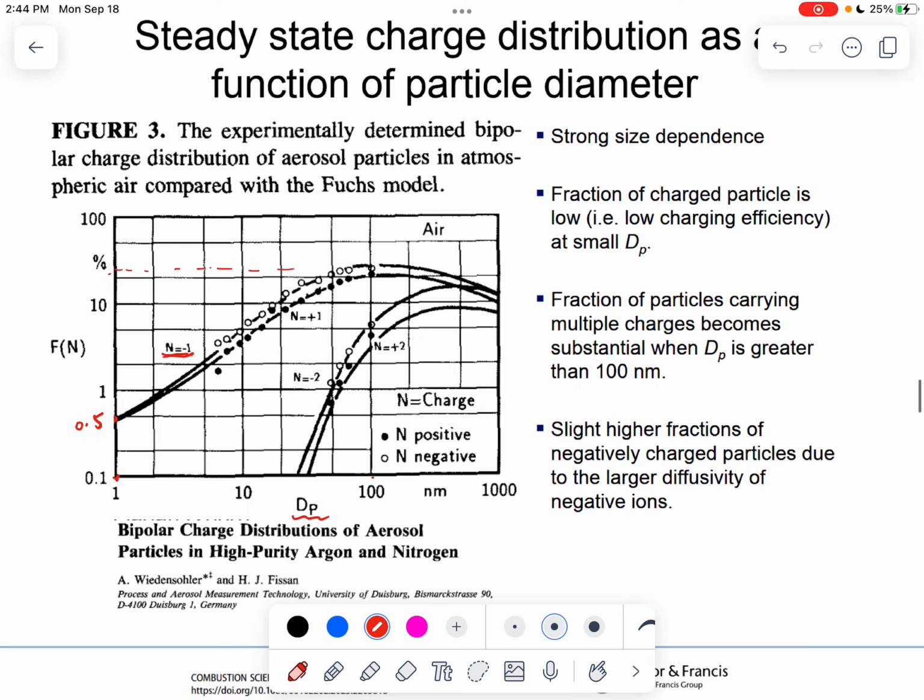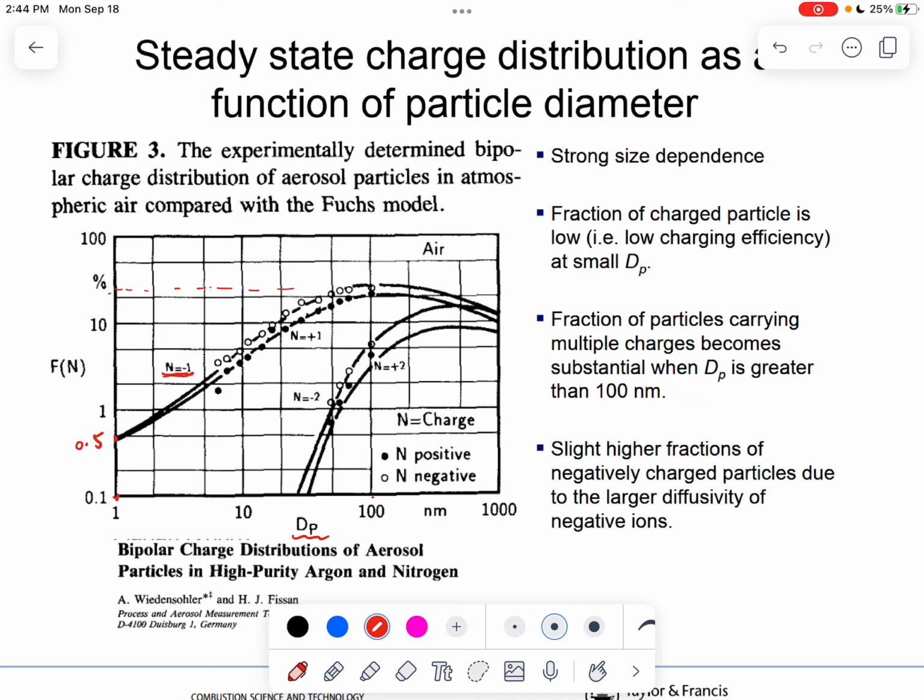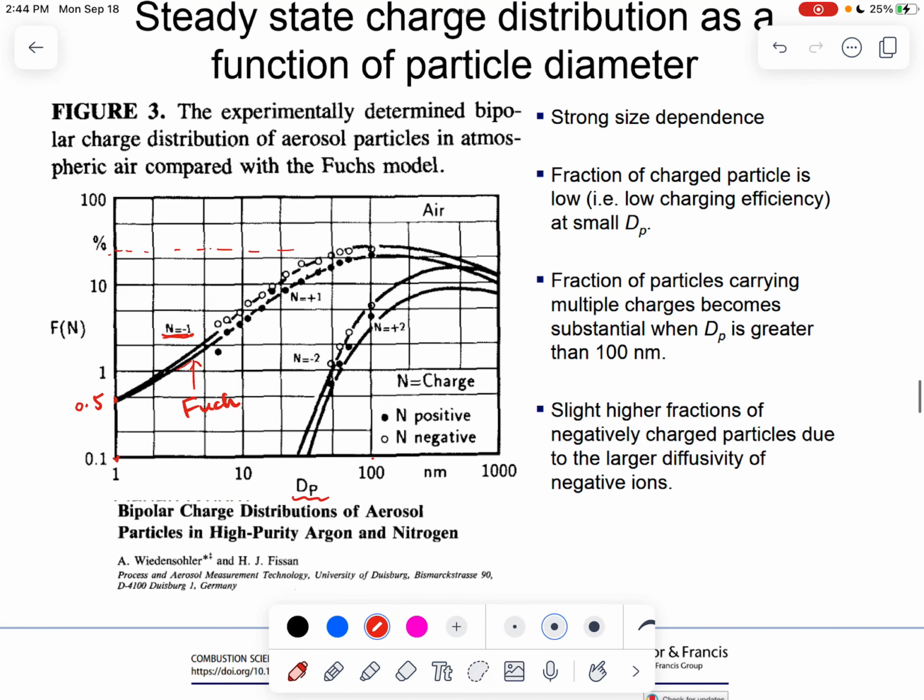Okay, so if you directly look at these charge distributions, and by the way, these solid lines here are the charging efficiency calculated by Fuchs' theory, and these dotted lines are from the experiments. They were determined by Wiedensohler and Fissan. Again, these are big names in particle charging theory. You can see that these measurements give very good agreement with the charging theory.